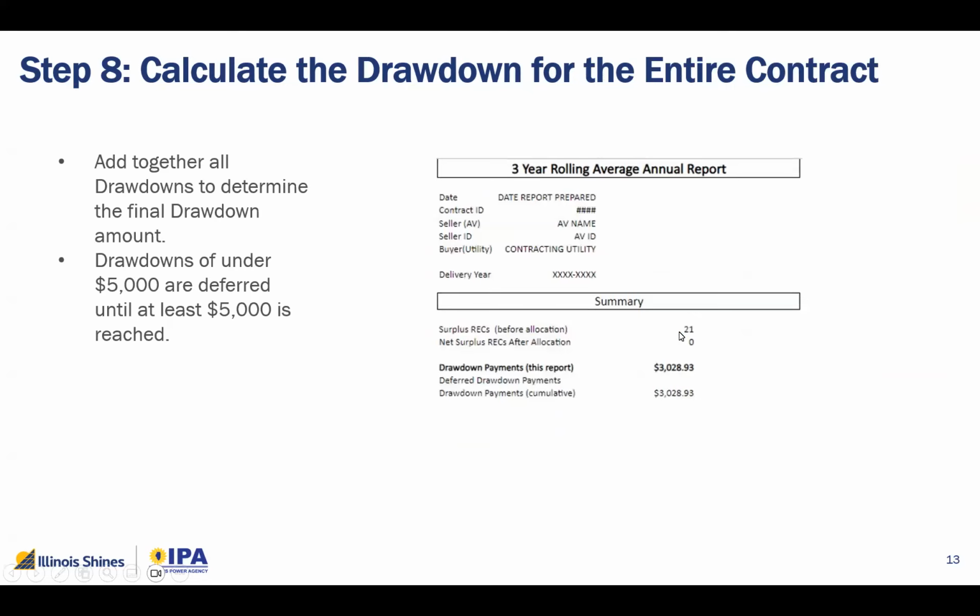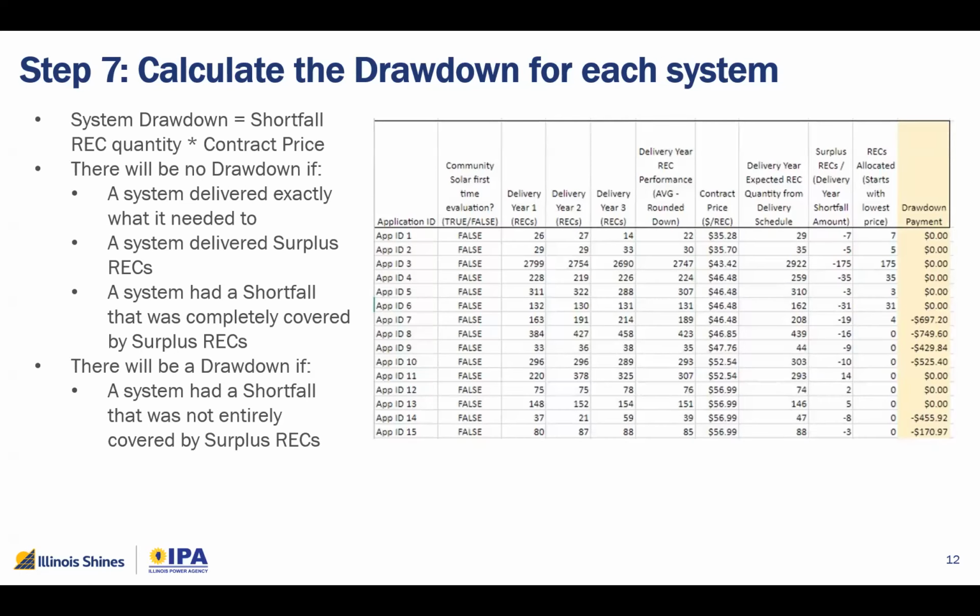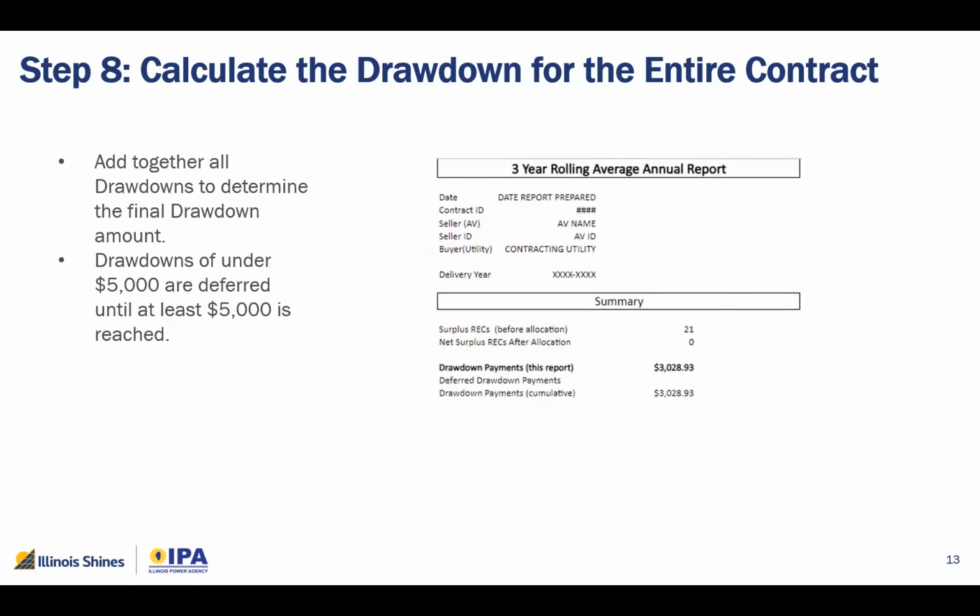Step 8 is to calculate the drawdown for the entire contract. So we basically just add together all of the drawdowns to determine that final amount. So stepping back for just a moment, the sum of this drawdown payments column is essentially just the total drawdown. Drawdowns of under $5,000 are deferred until at least $5,000 is reached.